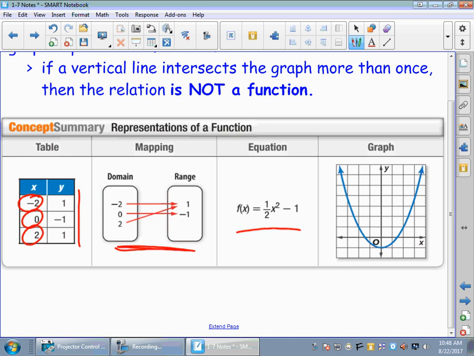Now if I take a vertical line and envision it crossing across this graph, it never touches the graph in 2 spots at a time. Everywhere it stops, it's only hitting that blue graph 1 time every single time. So this graph is a function. You can just visualize that vertical line going past, and you can say whether it's a function or not.